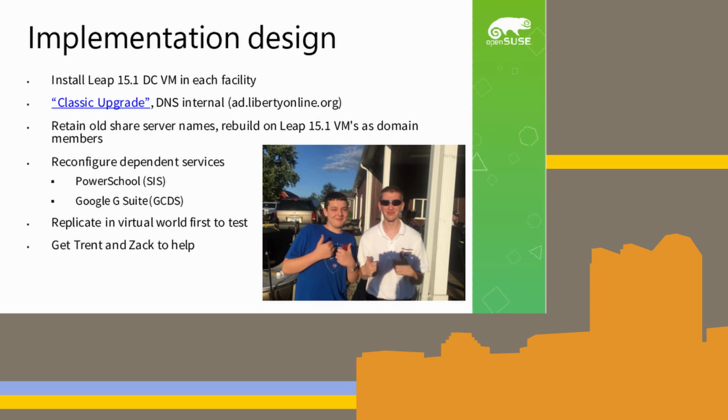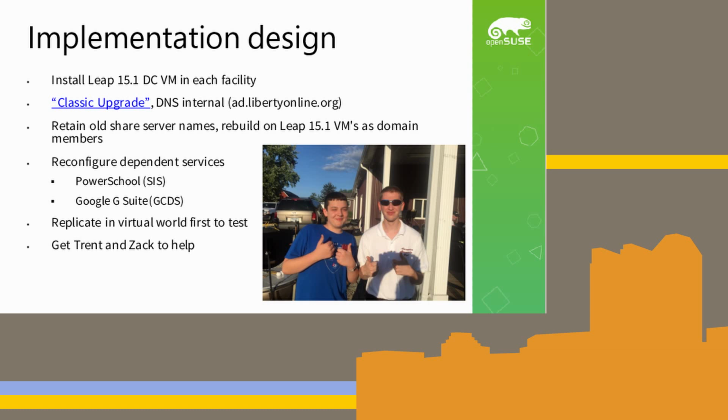We chose to use the internal DNS for our Samba AD domain. So we just added the subdomain ad.libertyonline.org and then forward it out to the bind environment for the rest of my DNS for libertyonline.org. We retained all the old share server names because we really didn't want to have to redo drive mappings.